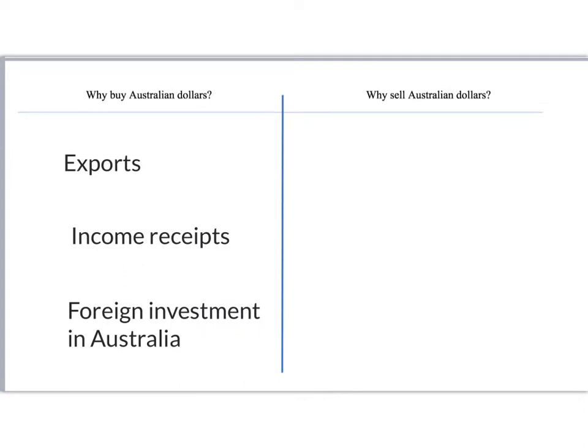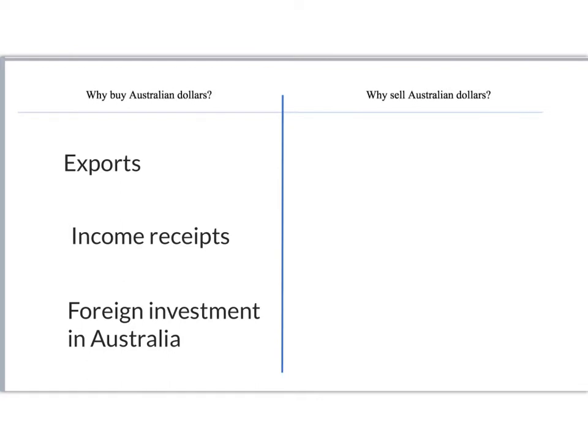A third reason why people would buy Australian dollars is if they want to invest in Australia. So, for example, if a Japanese company wants to buy a share in, say, an Australian mine, they would have to sell yen, buy Australian dollars, to buy the shares off the current shareholders. So foreign investment in Australia is another source of demand for Australian dollars.